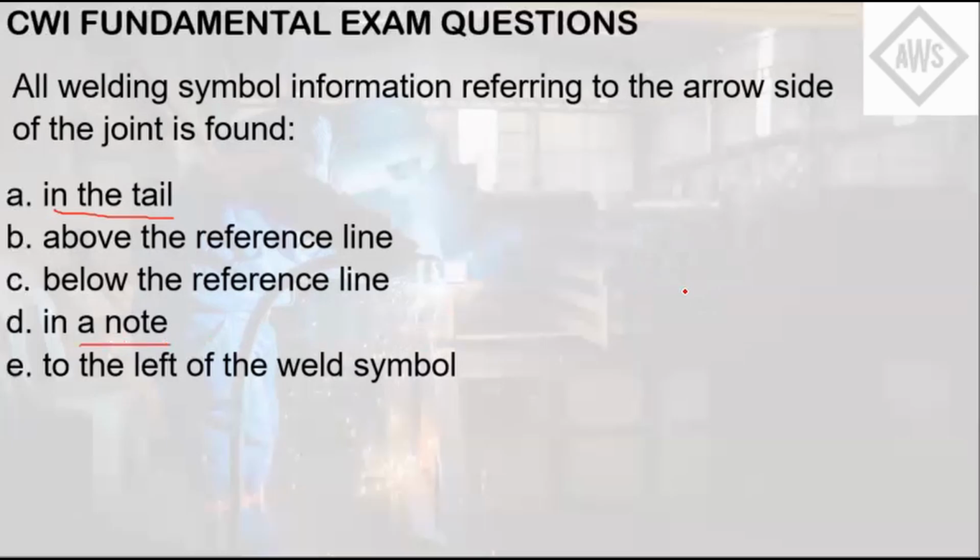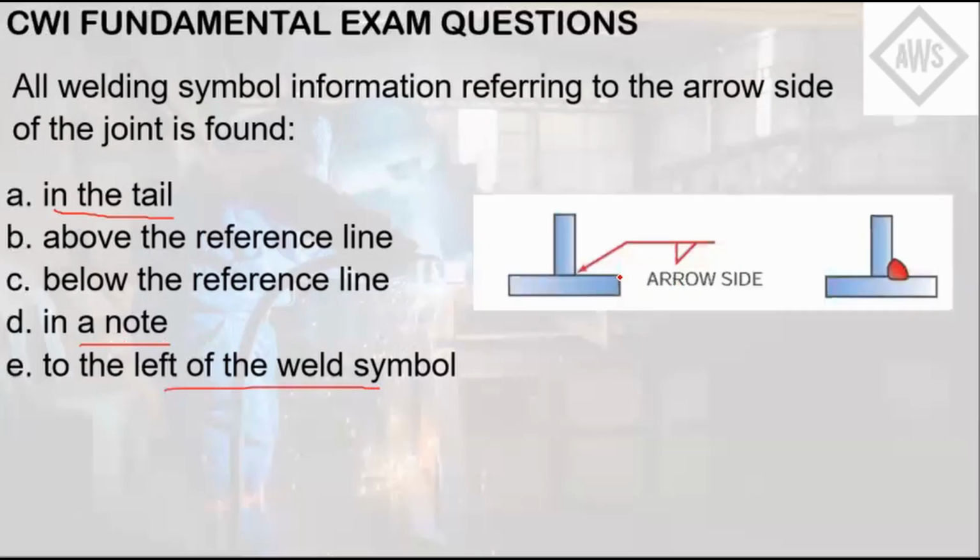Left of the welding symbol typically denotes the size of the weld. So as you can see here, if the weld is on the arrow side, right here, it is below the reference line. So the answer here is letter C.